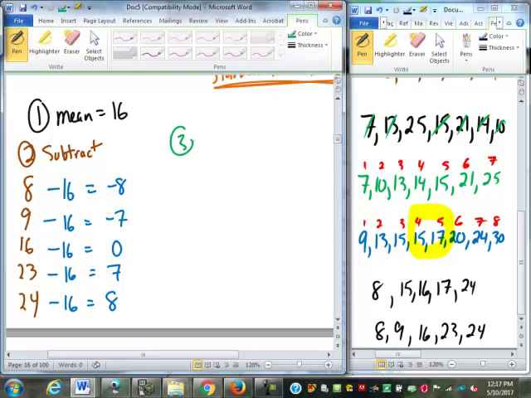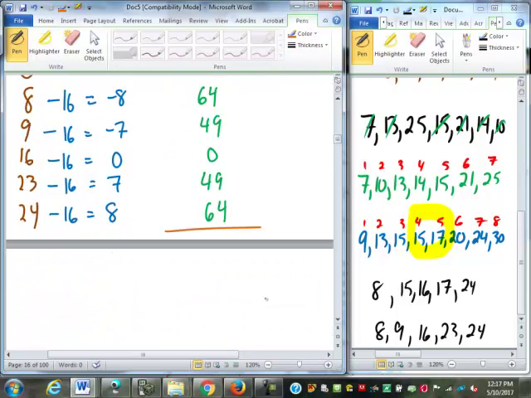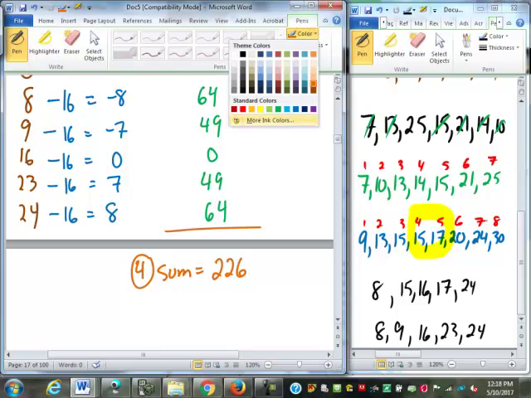Step 3, you square them. Negative 8 squared is 64. Negative 7 squared is 49. 0 squared is 0. 7 squared is 49. 8 squared is 64. So there's our squared deviations. Step 4 is to find the sum of the squared deviations. So I add those up. I get 226, I believe. So there's my sum of the squared deviations.